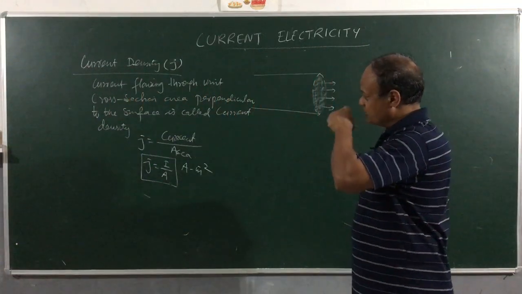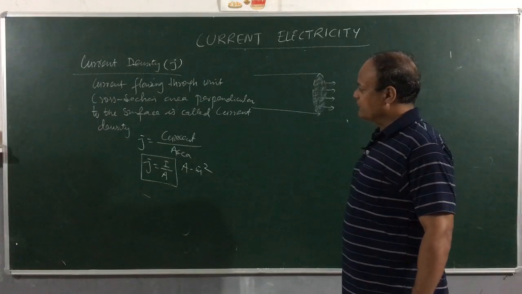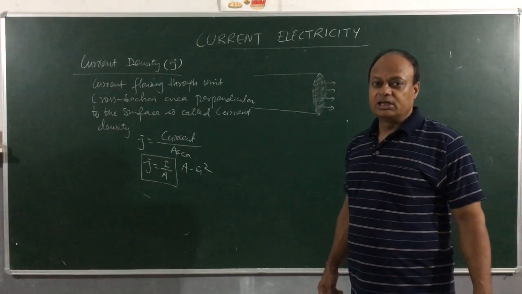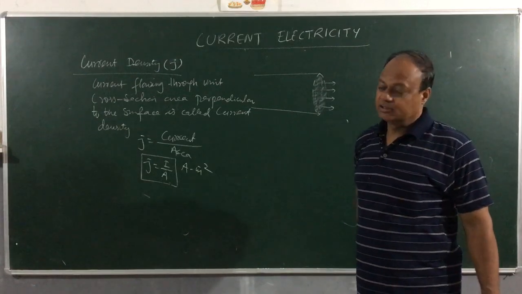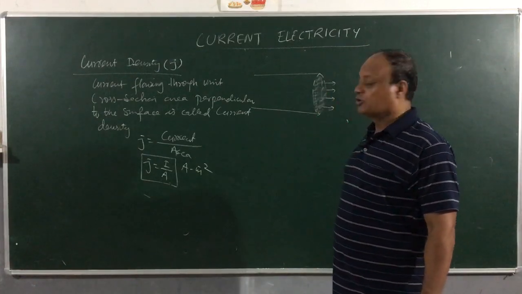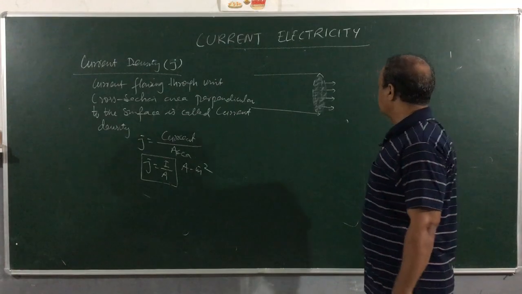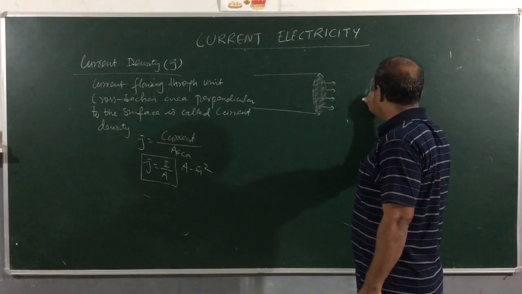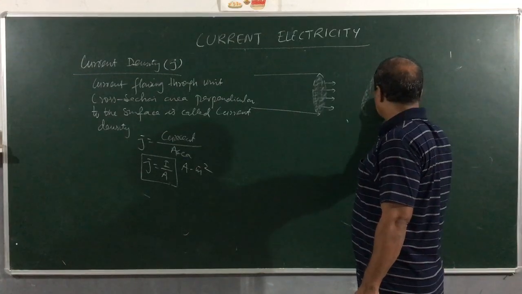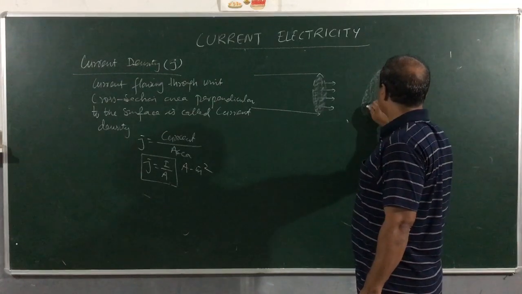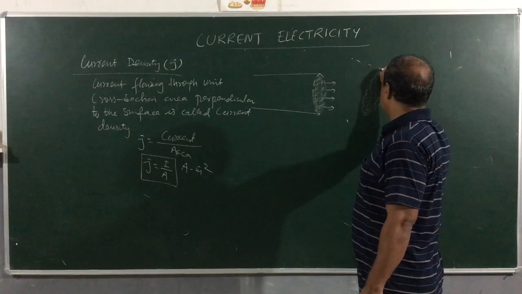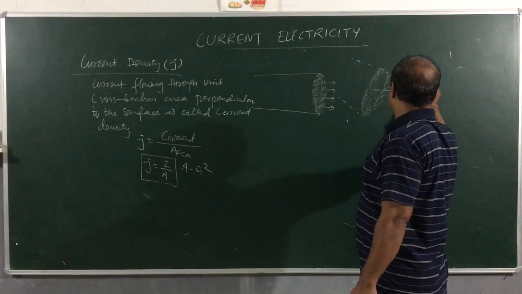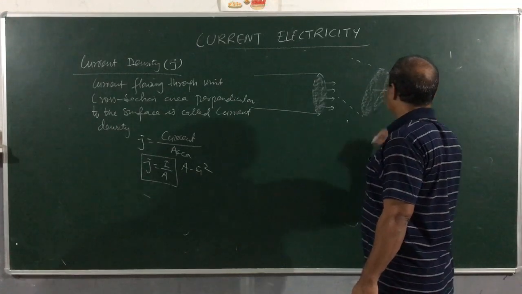Many times we will be told to calculate the current flowing through a given cross section area. If current density in the area is given, then this direction will become very crucial. Let us see a situation here. Suppose this is the cross section area, this is the conductor, and this is how the current density is directed.